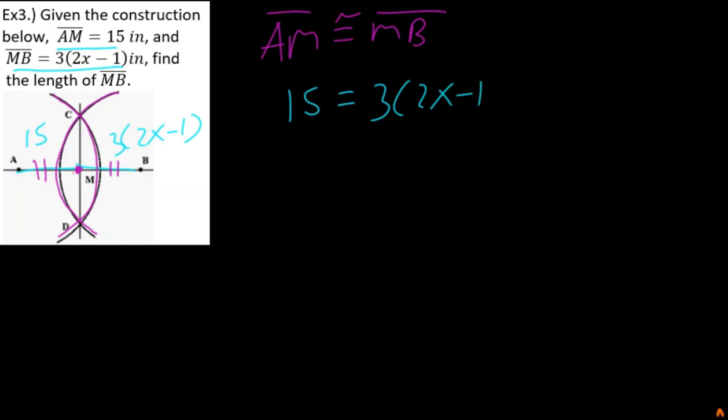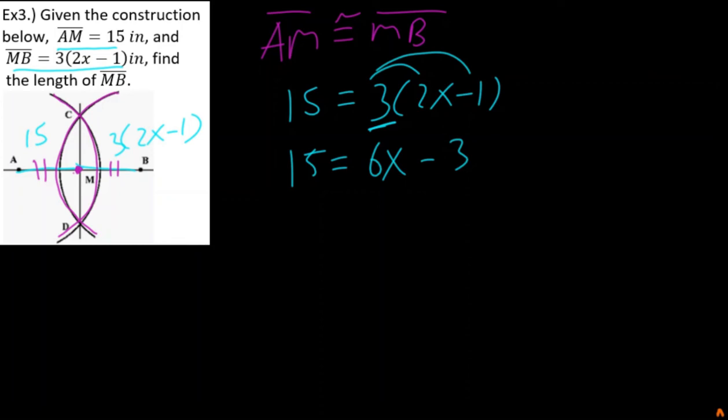Now remember our simple statement of congruency, which is that AM is congruent to MB, and from there we can plug in the things we know about AM. We know that AM is 15 inches and is equal to MB, which is 3 parentheses 2x minus 1. Now I included this example because you need to remember distribution. So on the left we have 15, but on the right, anytime you have a number outside the parentheses, we need to multiply. So 3 times 2x will be 6x, and 3 times negative 1 will be negative 3.